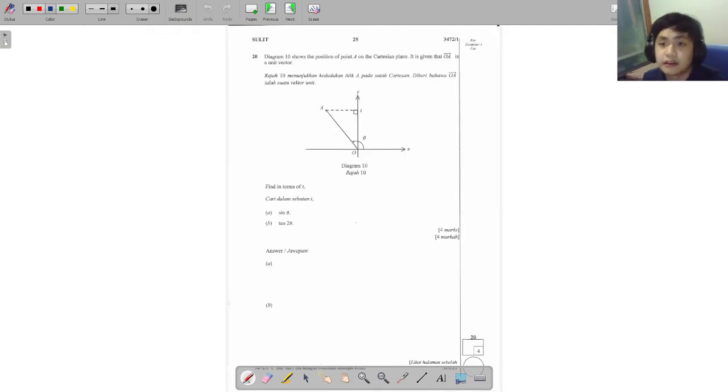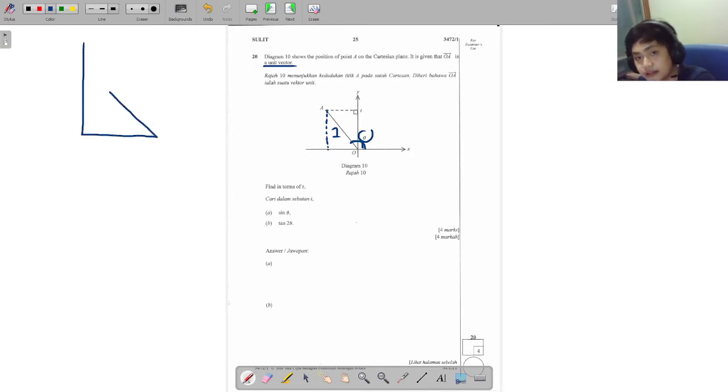Question 20. Diagram 10 shows the position of A on the Cartesian plane. It is given that OA is a unit vector. Unit vector basically means one unit, so I can call this 1. Alright. So they ask us to find, in terms of t, what is sine theta. Sine theta is basically the sine of this angle. Now theta, if you notice, is obtuse. But since it's obtuse, it has an acute equivalent. So I can draw a triangle here. It will look like this.